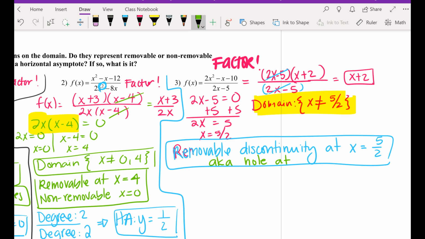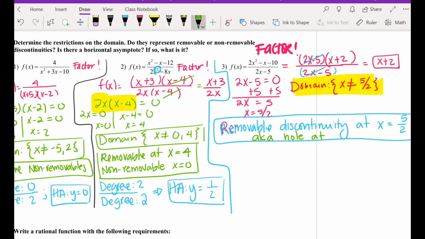Next, we answer that piece. Do we have any non-removable? No, there's no more discontinuity. How many discontinuities do we have? Uno, and it's all removable. The rest of them are not discontinuities.